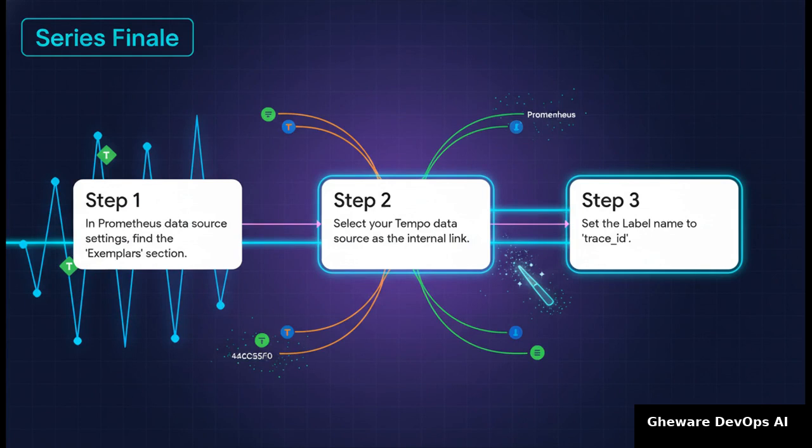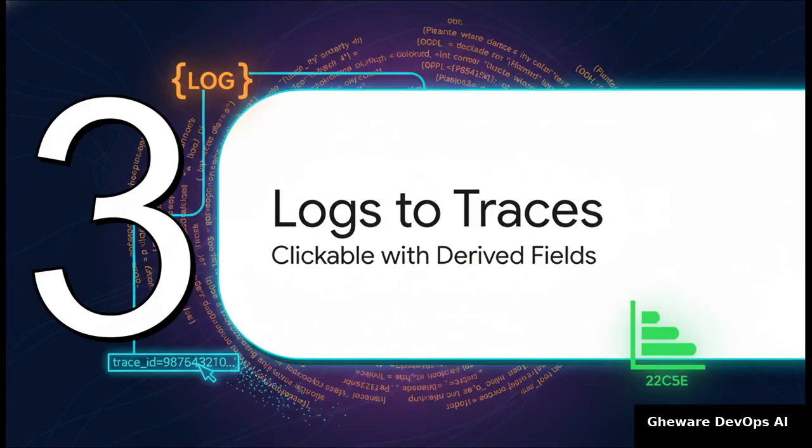Once that's enabled in Prometheus, setting it up in Grafana is, honestly, a piece of cake. You just pop into your Prometheus data source settings, find the exemplars section, flick the switch to enable it, and then just tell it which data source to link to, which for us is Tempo. The very last step is to tell it the label name that holds your trace ID, which is almost always trace_ID. And that's it. You're done. Fantastic. We've connected metrics to traces. Now let's connect our why, our logs, to our where.